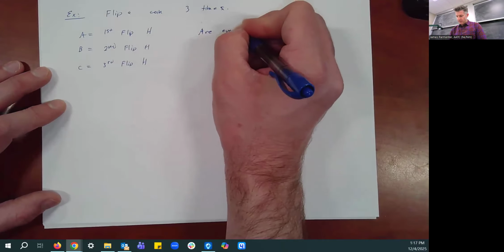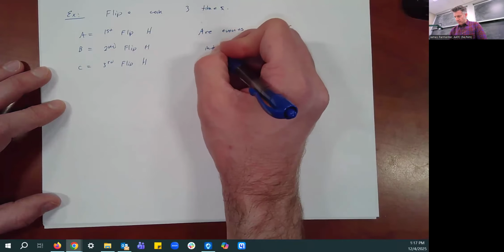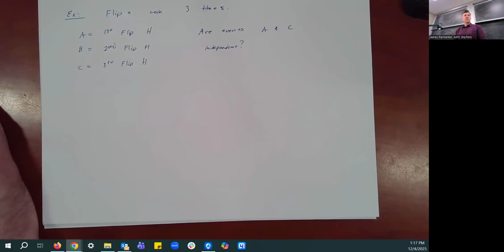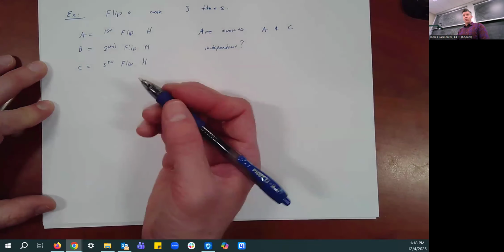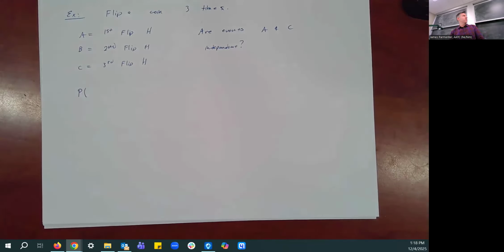Are events A and C independent? Okay. Well, there's a lot of ways to answer this question. But here's what we need to think about. We need to ask the question in one of 3 ways. Now let me ask you a question. If I was going to think about conditional probabilities, which is the one that's easier for our brains to think of? Is it easier to think of event A happening given that C happened, or event C happening given that A happened?